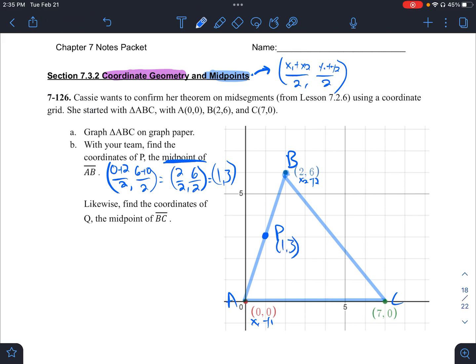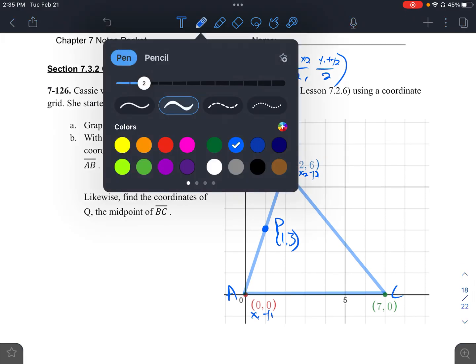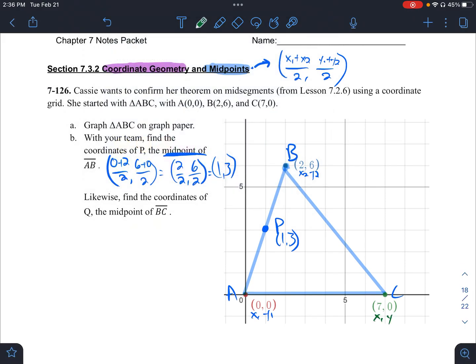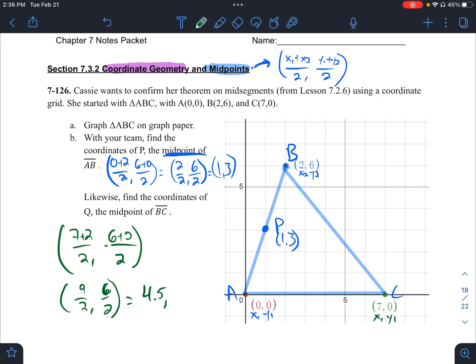Okay? Then it says, let's find the midpoint of BC. So just kind of regurgitating. Let's just leave this as x1, y1 so we can do the same x2, y2. A little bit trickier perhaps. We get 7 plus 2 over 2. We get 6 plus 0 over 2. Or we get 9 over 2, 6 over 2, or 4.5 and 3. So 4.5 right here, right there, Q, 4.5, 3.